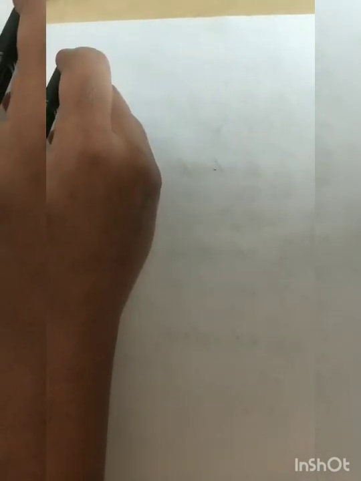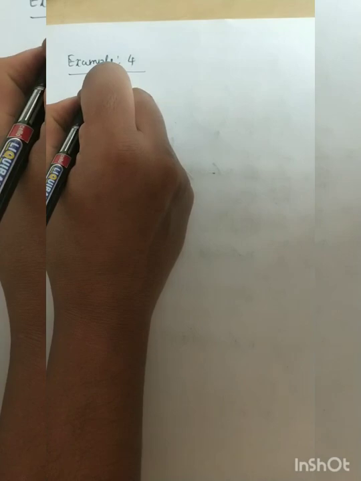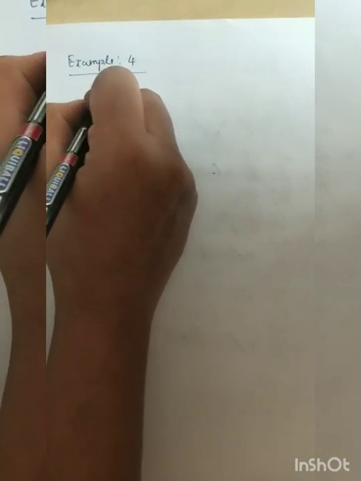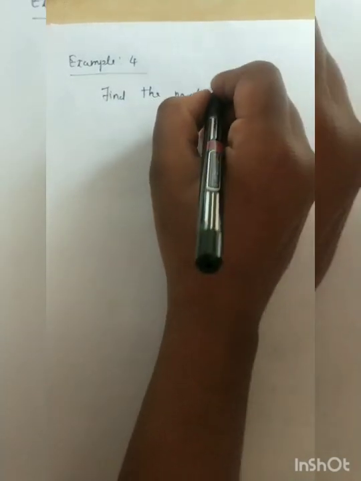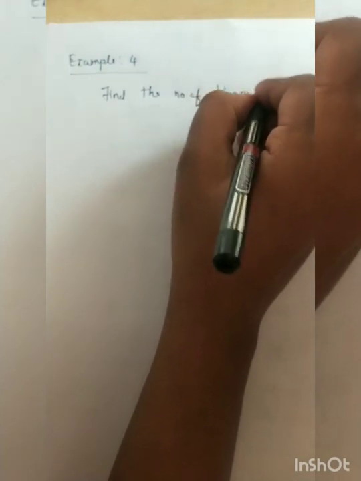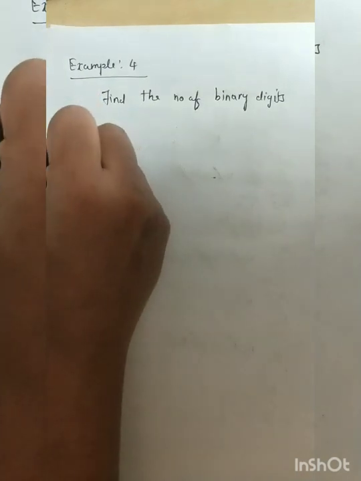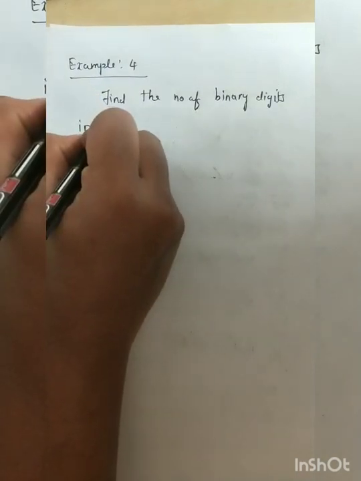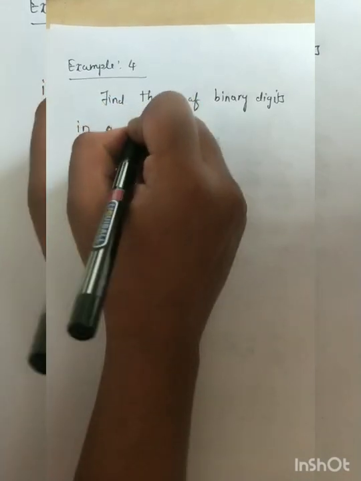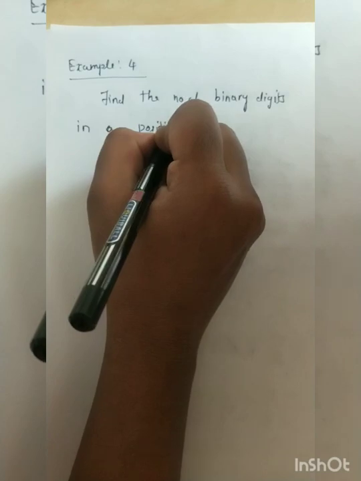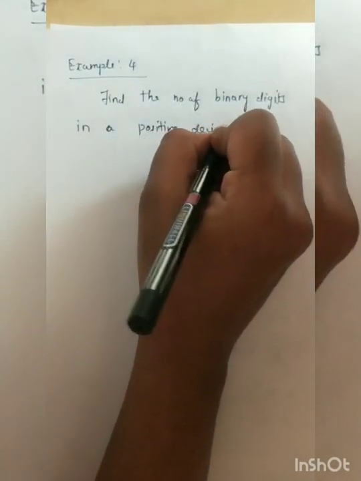The next example for mathematical analysis of a non-recursive algorithm is example 4. The problem is to find the number of binary digits in a positive decimal integer.